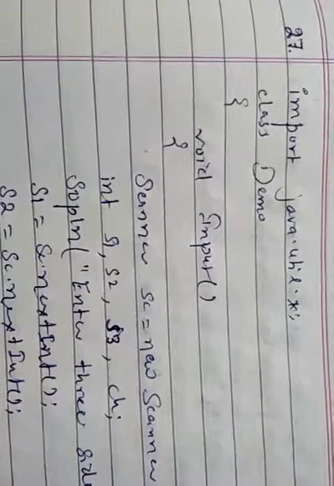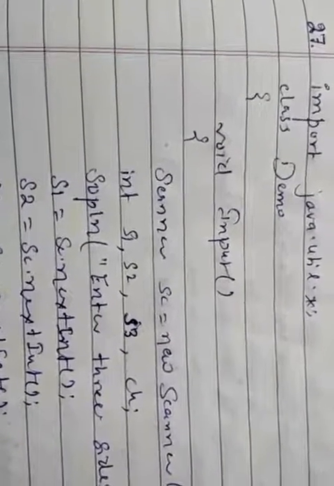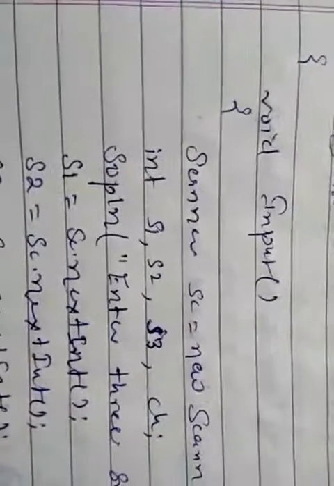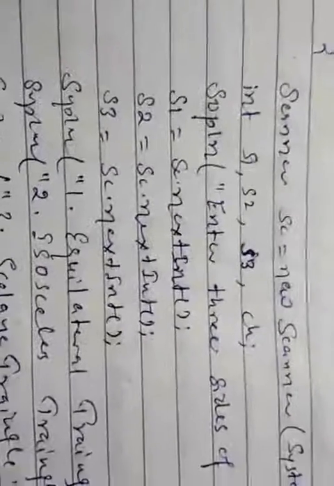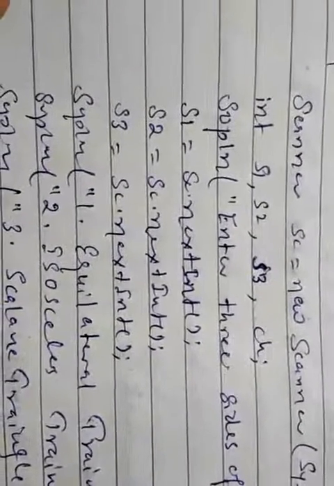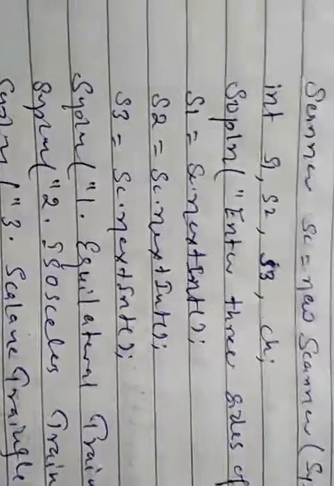So first we are importing java.util.* class demo. Void input is a function. We have to declare Scanner sc = new Scanner(System.in). There are three sides S1, S2 and S3. We are taking integer type and the choice is also an integer. So enter the three sides: s1 = sc.nextInt(), s2 = sc.nextInt(), s3 = sc.nextInt().